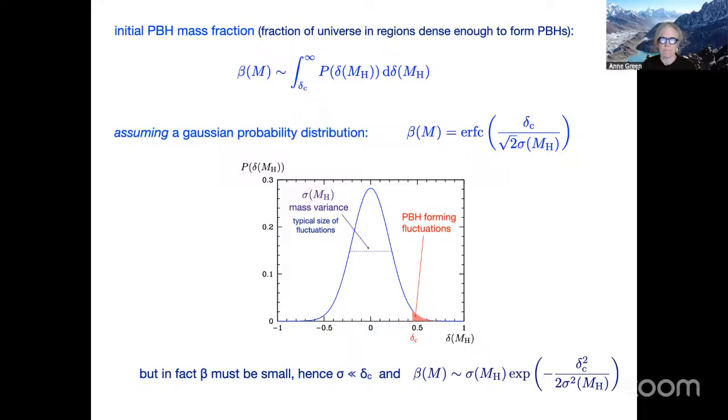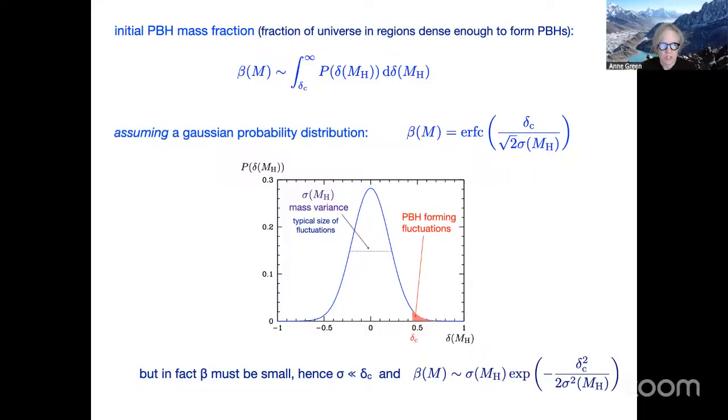If you assume a Gaussian probability distribution, and I'll come back to that assumption later, what you then get for beta is a complementary error function, which depends on the threshold, and also on this quantity sigma, which is the mass variance or typical size of the fluctuations. This picture shows a roughly Gaussian probability distribution with width equal to the mass variance. And the primordial black holes form from these rare large fluctuations out in the tail of the distribution.